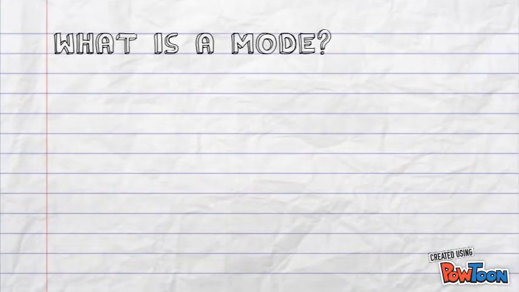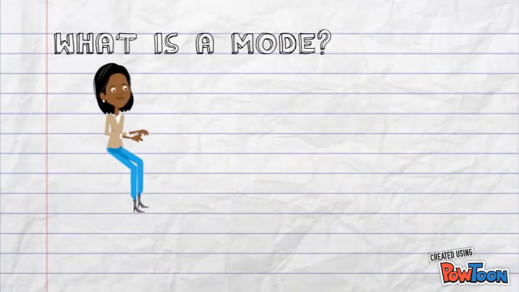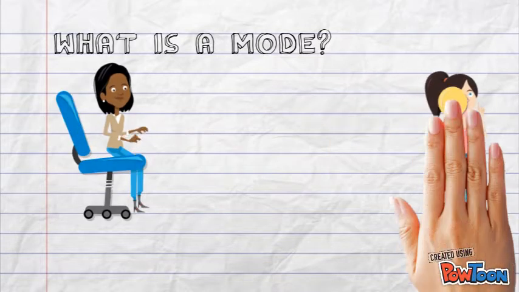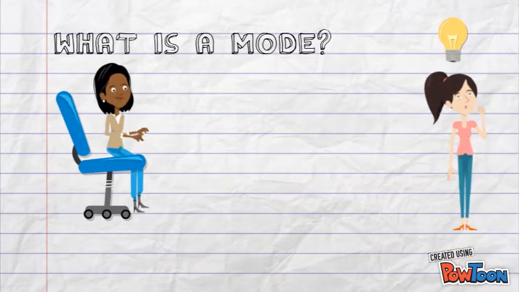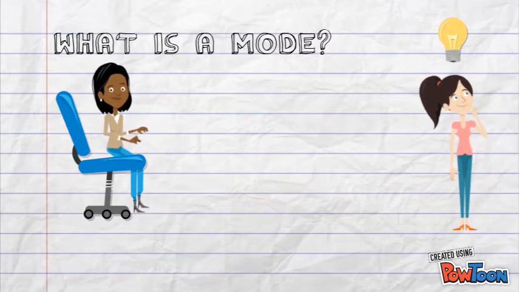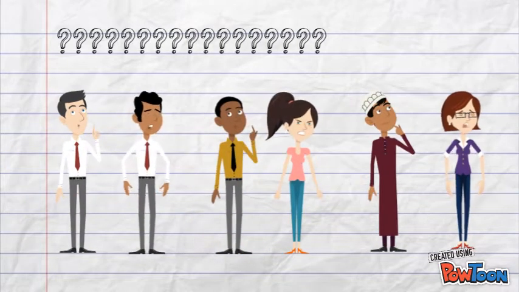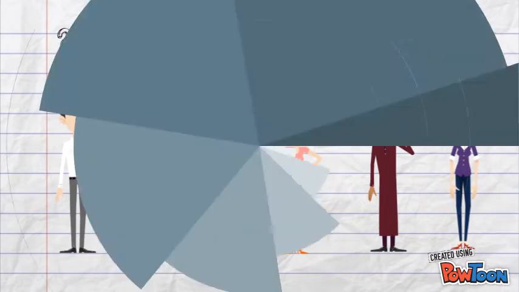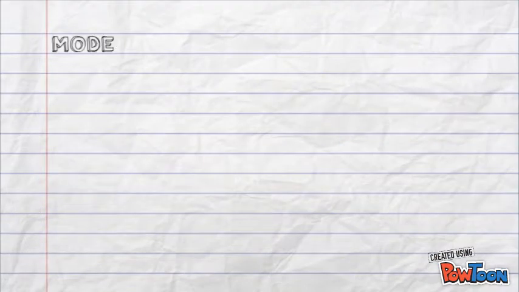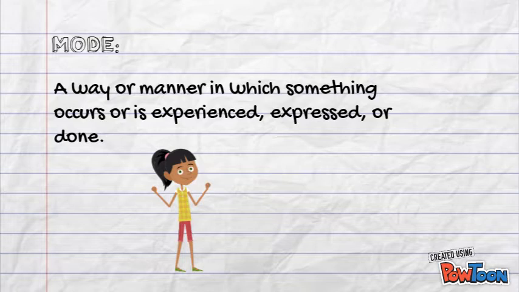We would like to inform you about what we have learned in our multimodal class in pursuit of our aspirations to become future teachers. On the first day of class, we were asked, "What is a mode?" We all looked around in confusion. We thought it was a trick question, but it wasn't. The definition of a mode is as simple as it sounds. Mode is defined as a way or manner in which something occurs or is experienced, expressed, or done.